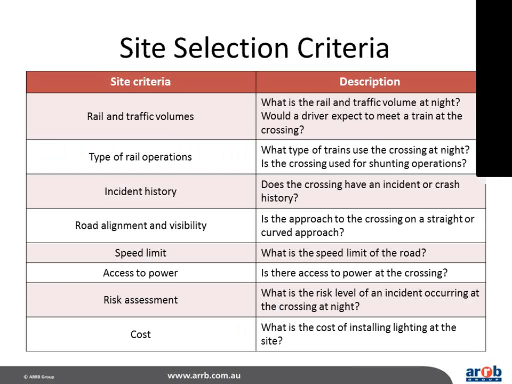Here I've prepared site selection criteria that practitioners could use to prioritize the railway crossing sites in their jurisdictions to see which sites they should treat first. For example, if they have 10 sites, if they have a sum of money to treat 10 railway crossing sites, how are they going to go about prioritizing the sites? Or they have 10 sites and they want to see which sites warrant lighting.